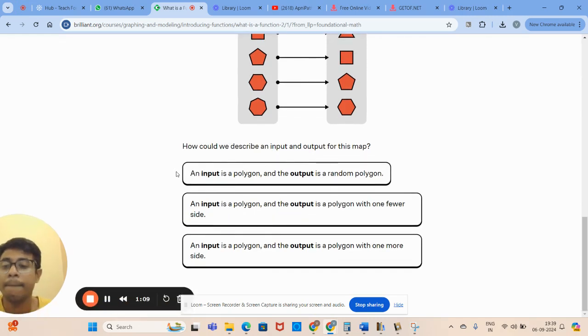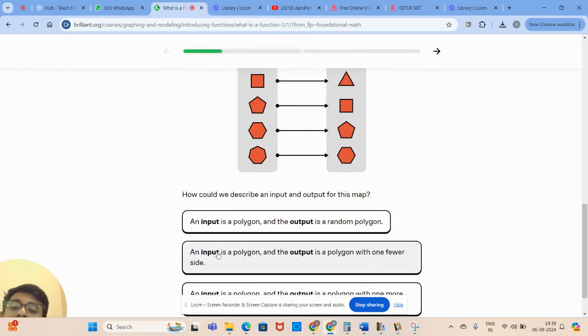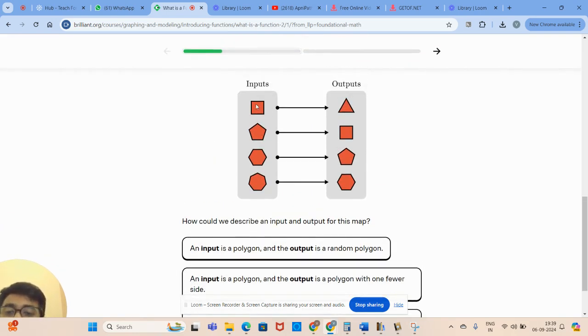Now, the second option is that the input is a polygon and the output is a polygon with one fewer side. And the third one says an input is a polygon and the output is a polygon with one more side. So if you see here, for the first input, which is a square, the output that we are getting is a triangle, which has one less side than the input, which was a square.